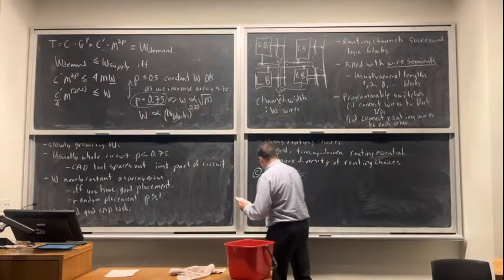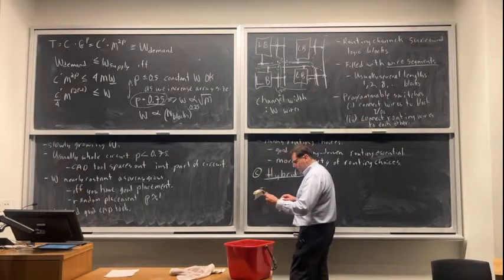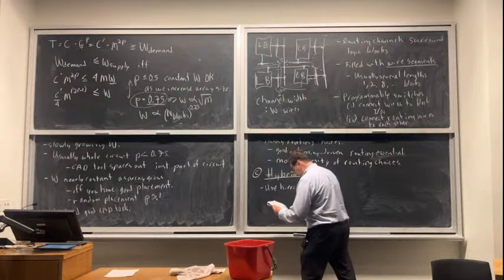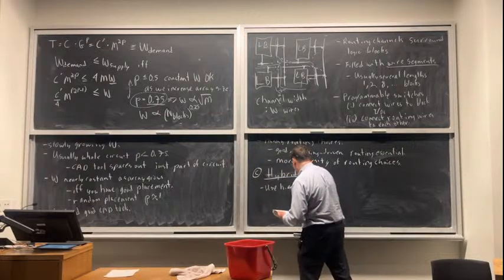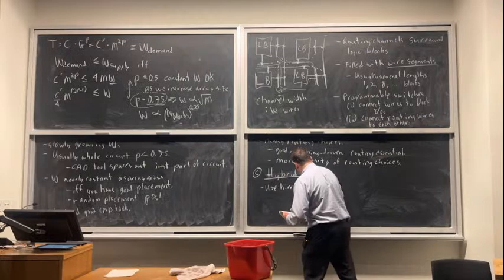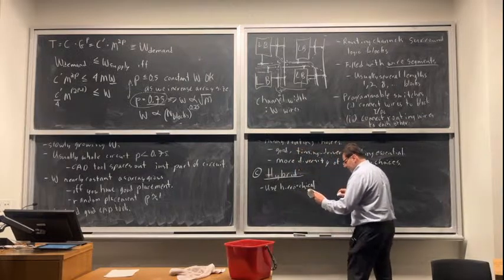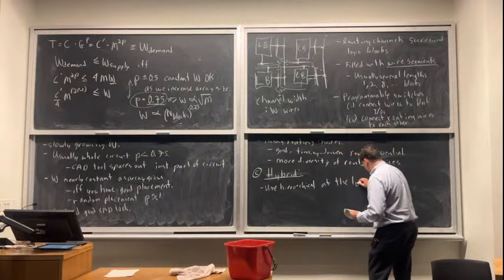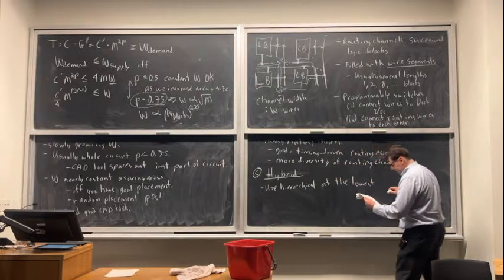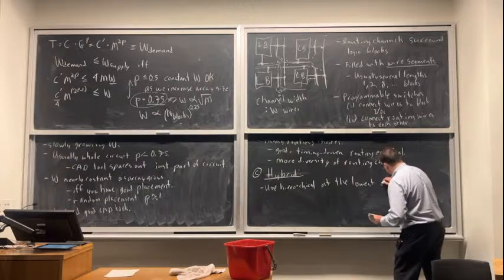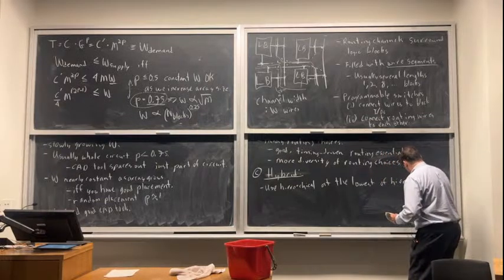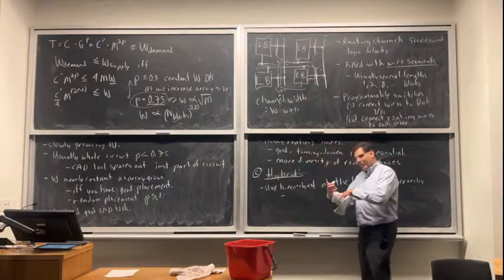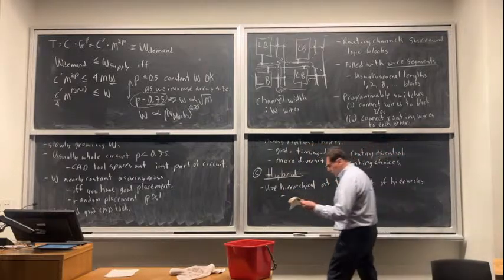So what we can do to overcome that is we can use hierarchical at the lowest level of hierarchy. You know, make little FPGAs. Okay, so because we're only making a little bit hierarchical, the wires are still short.